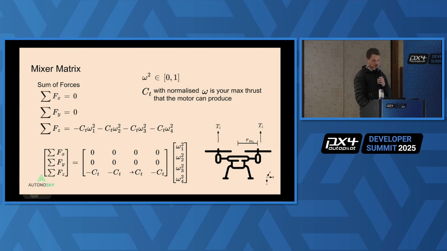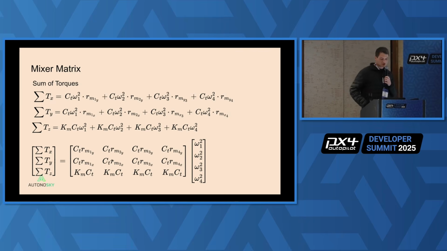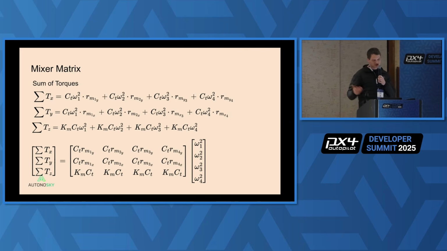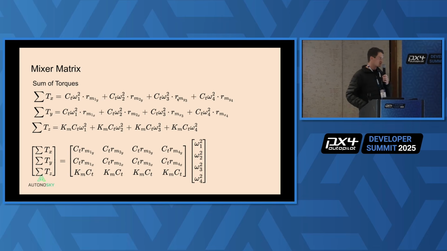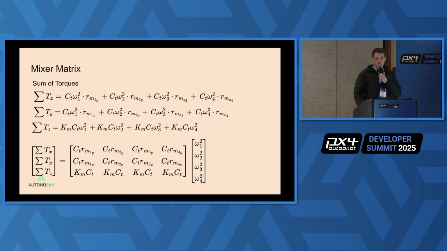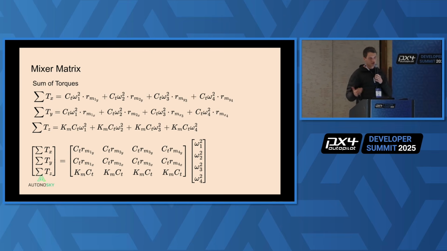And then we just rewrite it in this matrix form. We then look at the sum of the torques, and it's just the thrust that your motors produce multiplied by its position relative to the origin in the specific axis. And these positional variables are then the geometric parameters that you type in QGroundControl in the actuator tab to set up your mixer matrix, actually.